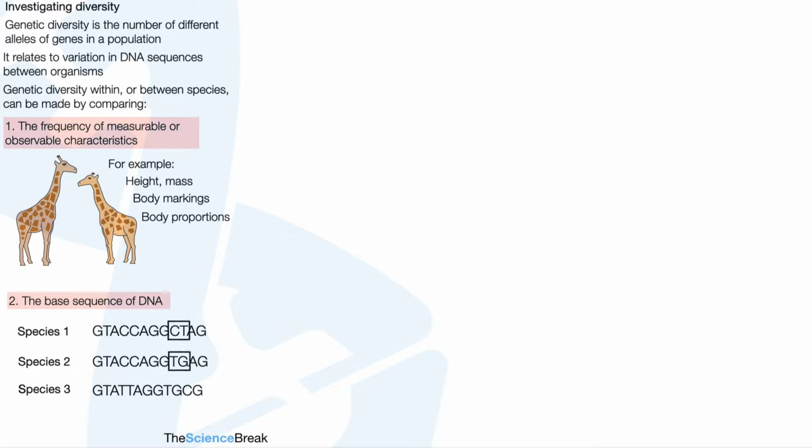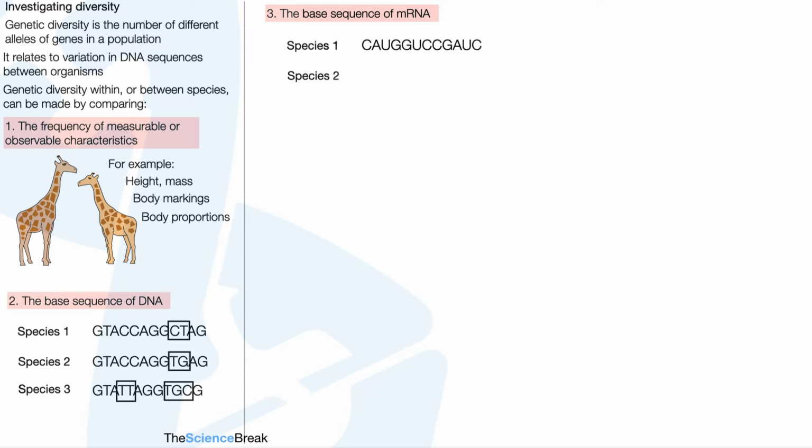Well, we can see that we have just 2 differences between species 1 and 2. That's CT and TG are different. And there's more differences in species 3 in the base sequence. So we can see that species 1 and 2 are closely related and more closely related than they are to species 3. We can use the base sequence of mRNA, which is related to the base sequence of DNA. So species 1, species 2, and species 3. And similarly, we could see how close those base sequences are. So again, we could see similarity between species 1 and 2 is quite close, and different for species 3. So species 1 and 2 are more closely related to each other than they are related to species 3.